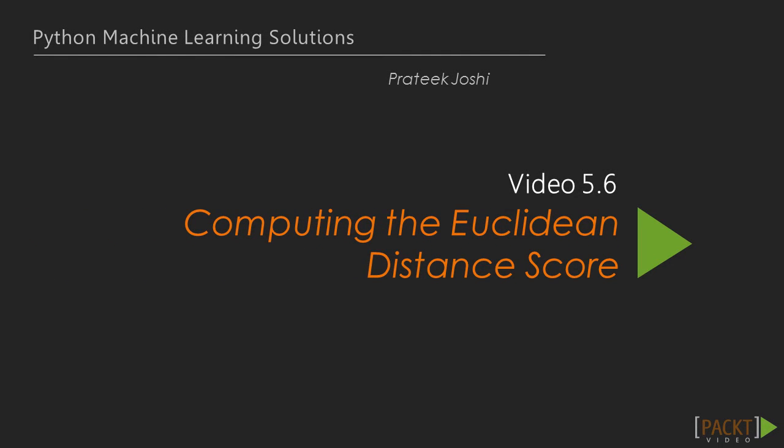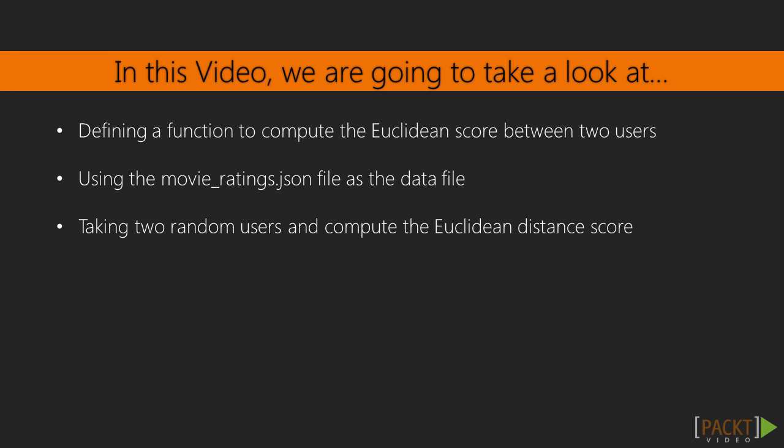In the previous video, we constructed a regressor using the k-means algorithm. In this video, we're going to take a look at how to compute the Euclidean distance score between two users.